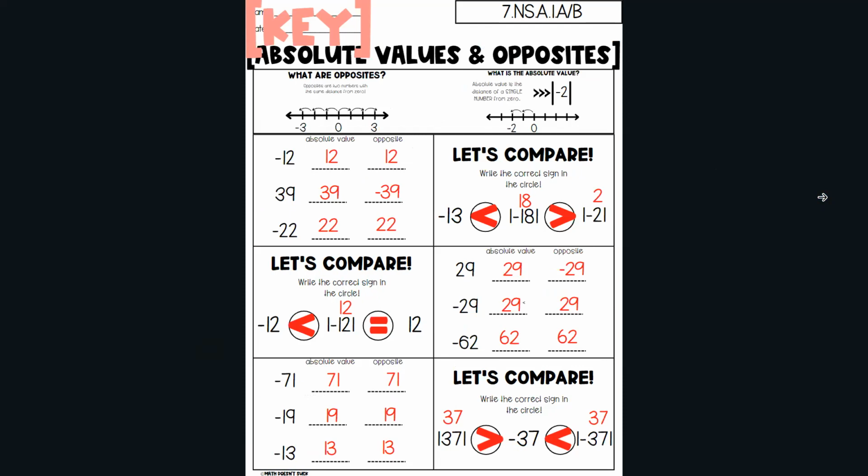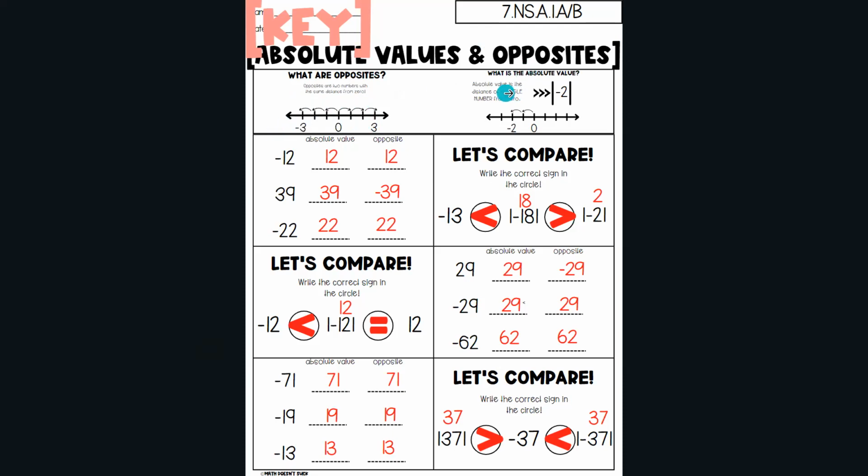All right, my friends, in class today, we were talking about absolute values and opposites. Up top, we have some quick reminders that opposites are two numbers that are the same distance from zero. So we have the example of negative 3 and 3. 3 is 3 hops from 0 to the right. Negative 3 is 3 hops from 0 to the left. So they would be considered opposites.